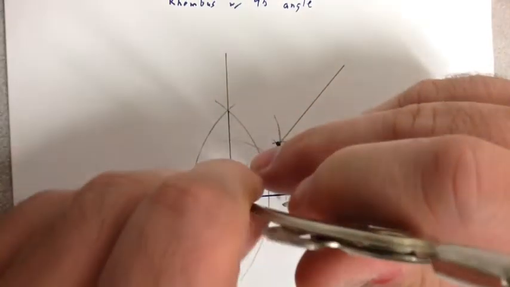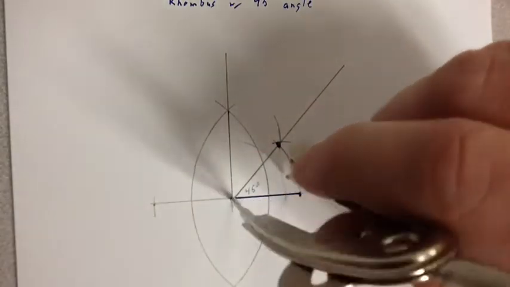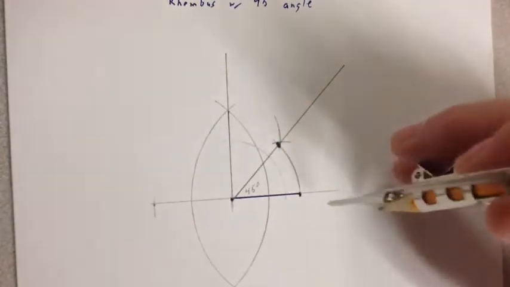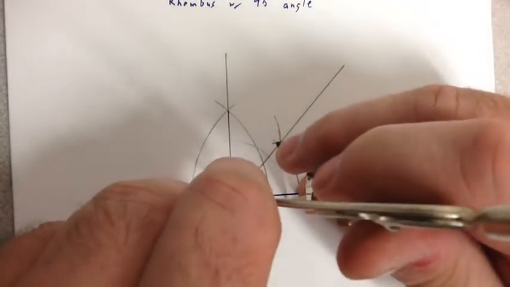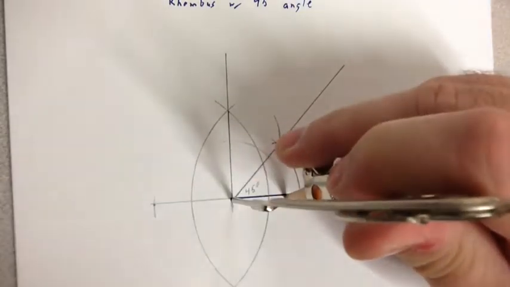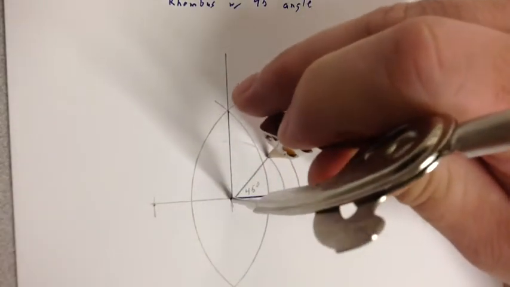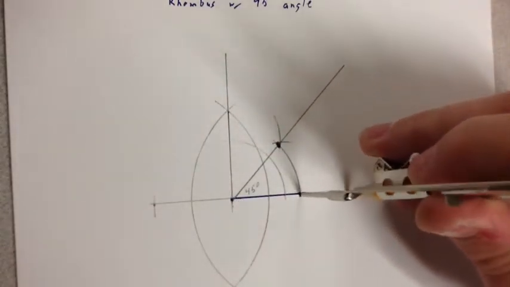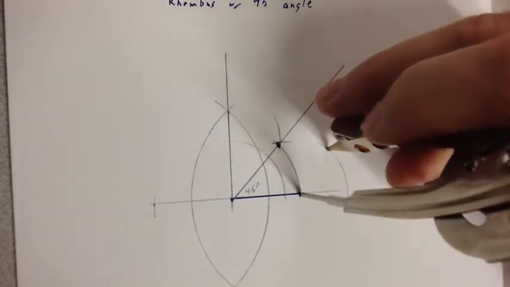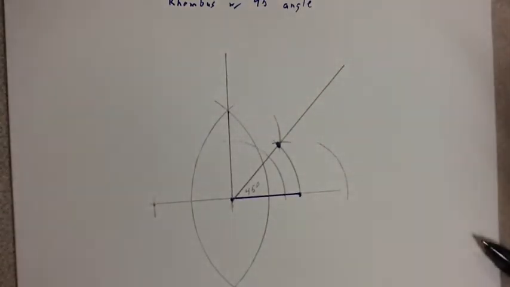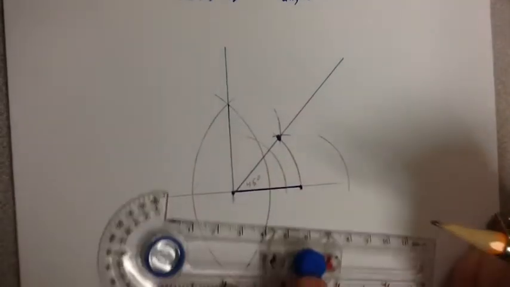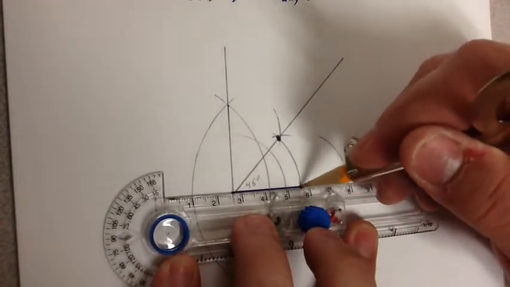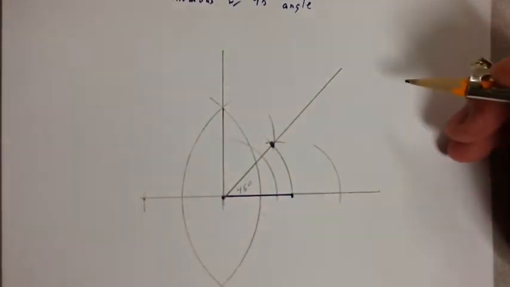So again, I need a reference arc. From here, I've already got one. I just need to make sure I'm set to the same length on my compass. So that's that reference arc I drew a little while ago. And I'm going to make that same reference arc over here. Okay. Looks like I need to stretch my line out just a little bit. Make sure I cross through that reference arc.